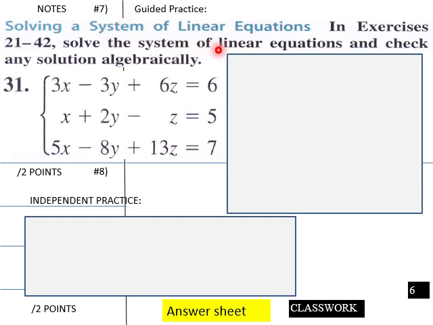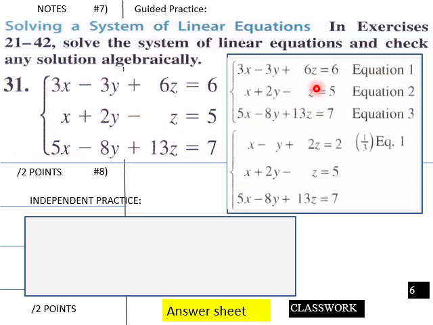Solve the system of linear equations and check any solution algebraically. Here's our system here, equation 1, 2, and 3. So we're going to multiply equation 1 here by 1/3, and we get this now for equation 1. Then when we get that, this changes our system to this now.